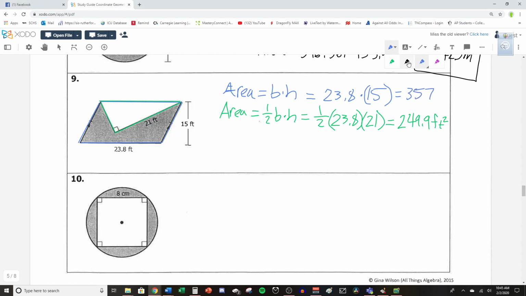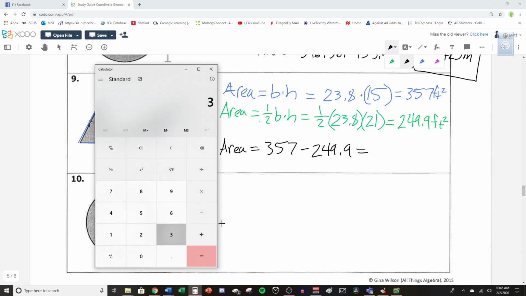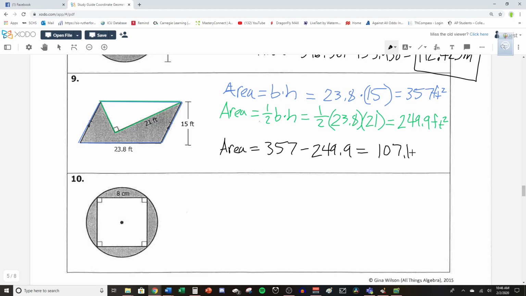To get our overall area, just the gray shaded region, it's going to be the difference between these. We're going to take 357, subtract 249.9 to get our overall area. Keep forgetting my units. Okay, so let's do this. 357 take away 249.9. So, oh, I multiplied. Okay, try that again. 357 take away 249.9. So 107.1 feet squared.